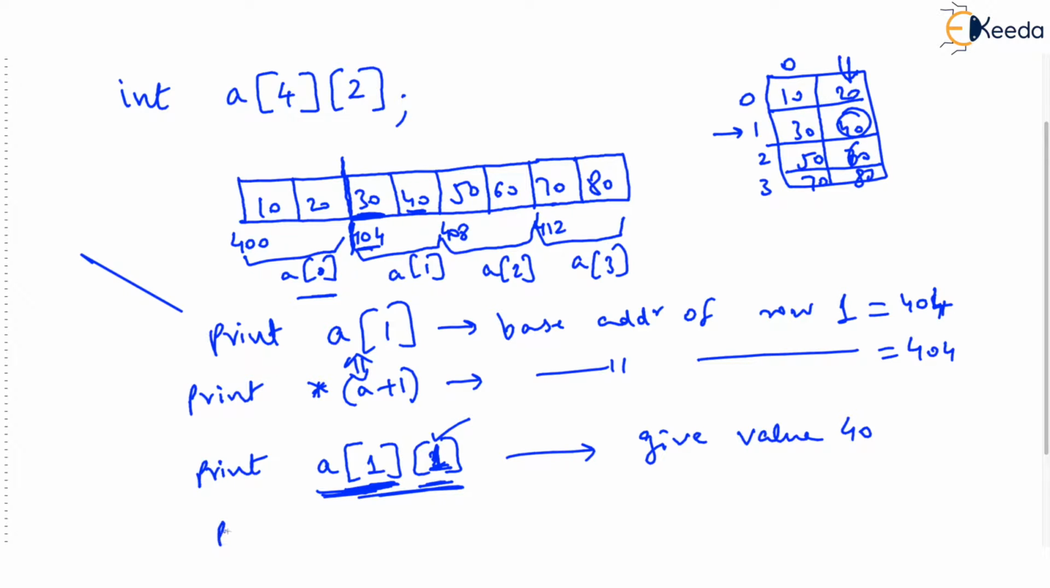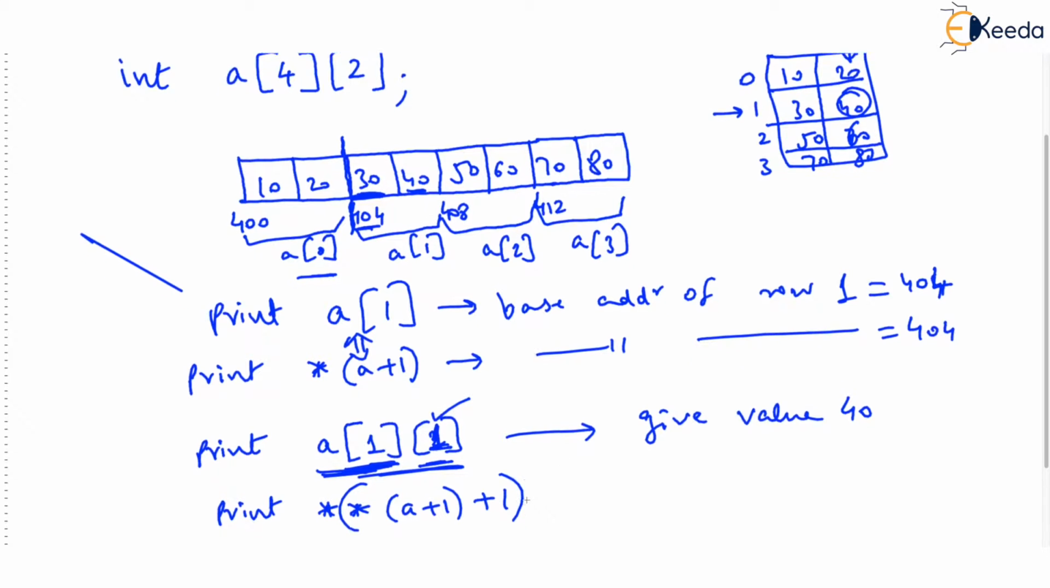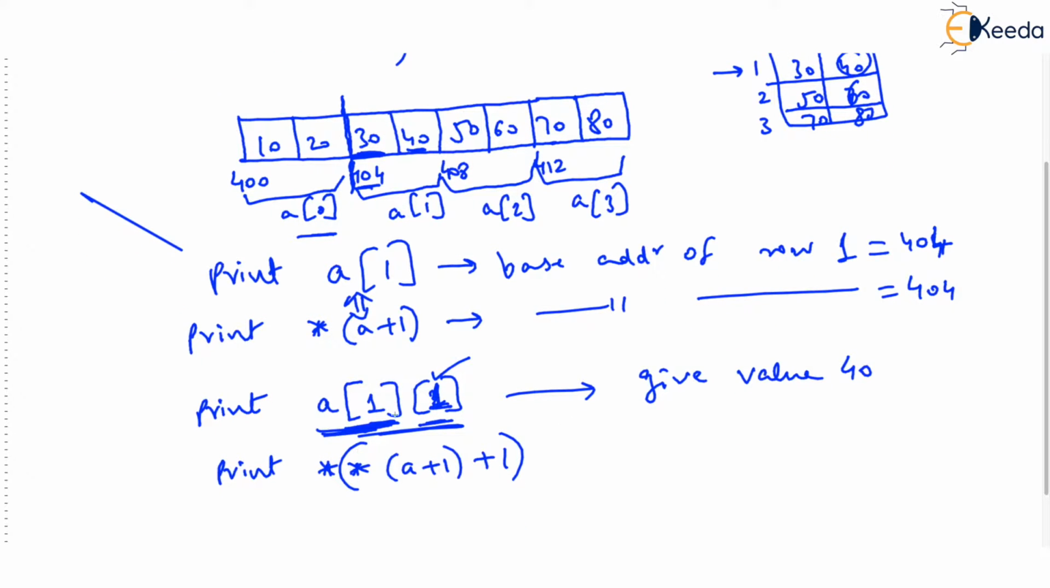But this is the same as saying, now we are really challenging ourselves here, this is the same as saying asterisk, just check this, asterisk A plus 1 and the whole asterisk. Just dig into this. Now what is this asterisk A plus 1? First of all, solve it part by part, you will understand. What is this?